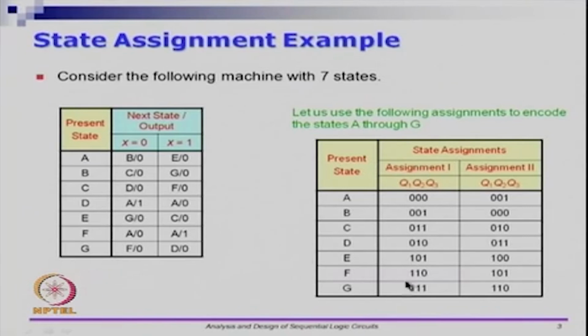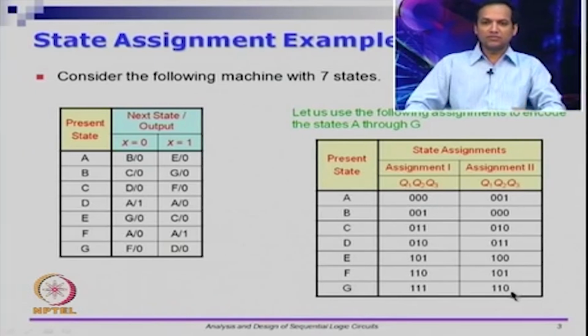In assignment 1 we are going to try this. For A we are going to assign 0 0 0, for B we assign 0 0 1, for C 0 1 1 and so on. In assignment 2 we are doing something else. Let us not worry about how this was arrived at. If you do not know how to do it carefully, you may come up with in fact any random assignment, as long as each of the states gets a different vector, that is actually a valid assignment. So we have 2 valid assignments here, none of the states repeat within the assignment. For different states we have different assignments. This is what I call state assignment.